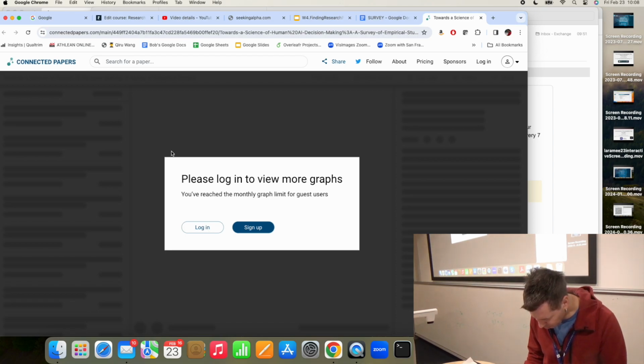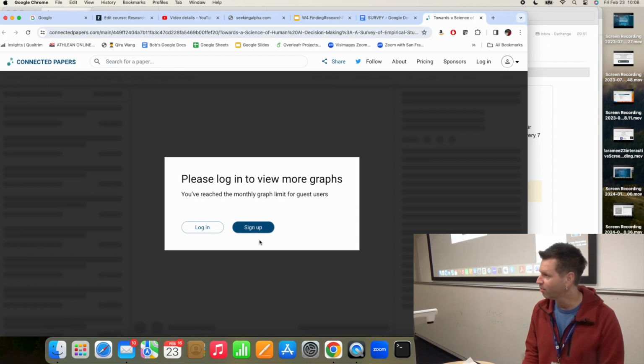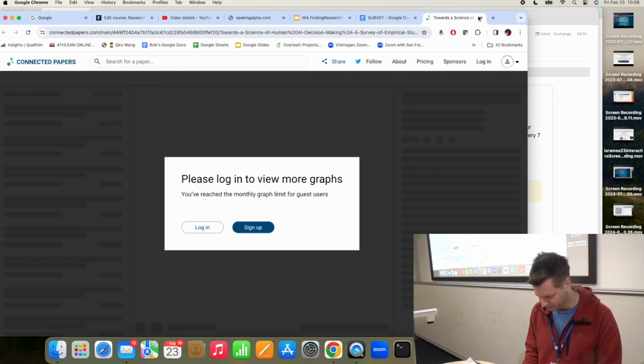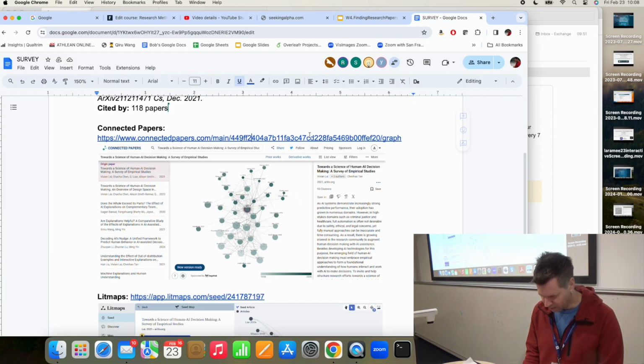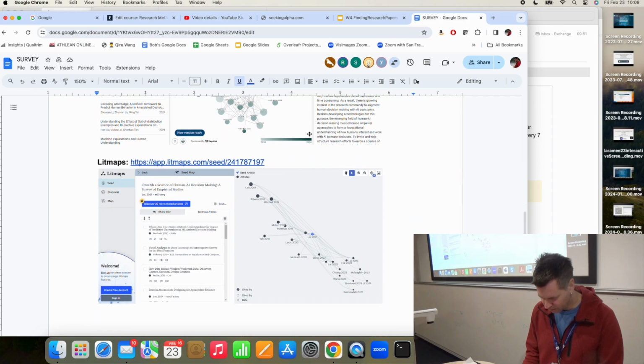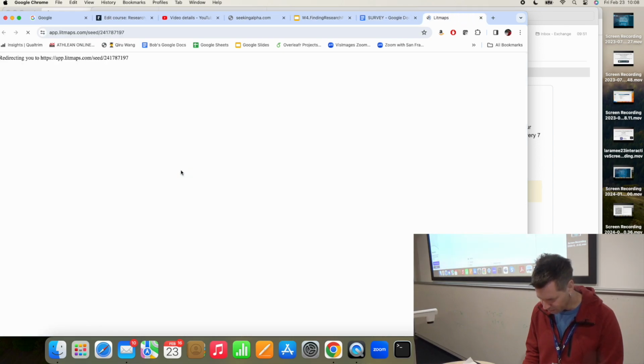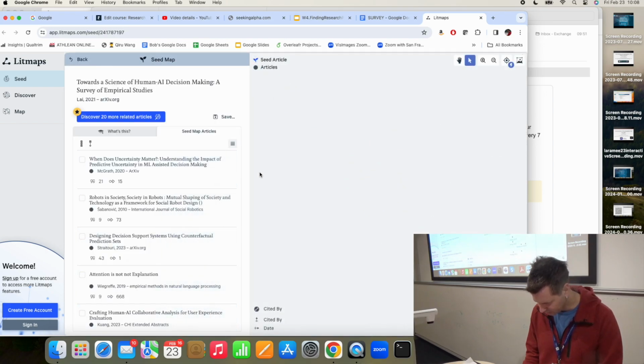Oh, I've reached my monthly graph limit. Okay, I hate it when that happens. That's a little drawback of Connected Papers. It wasn't that strict last year. Okay, the lit map again.